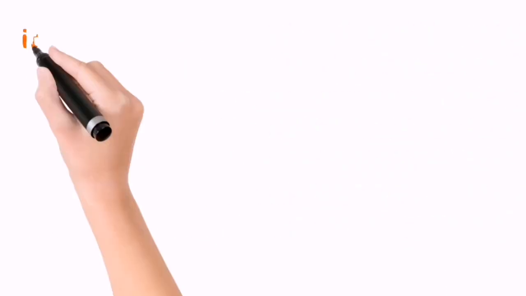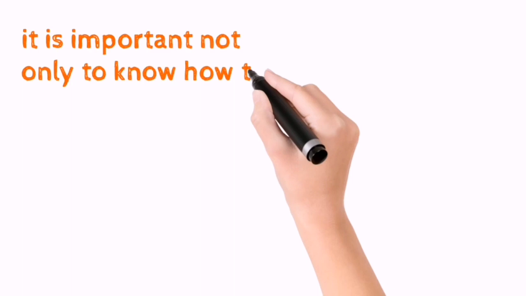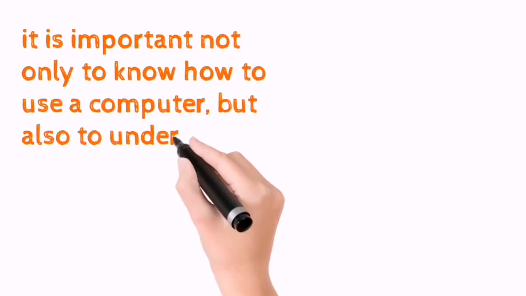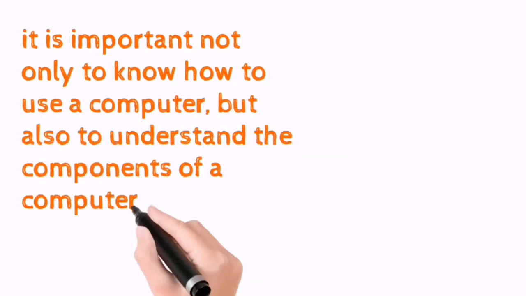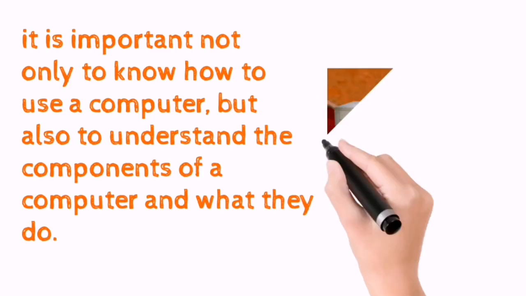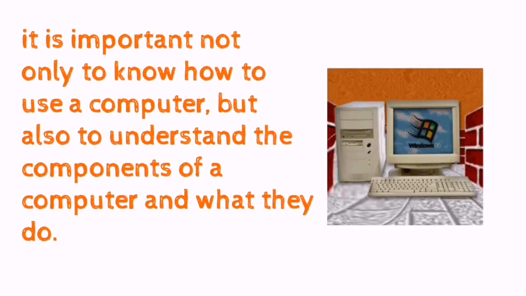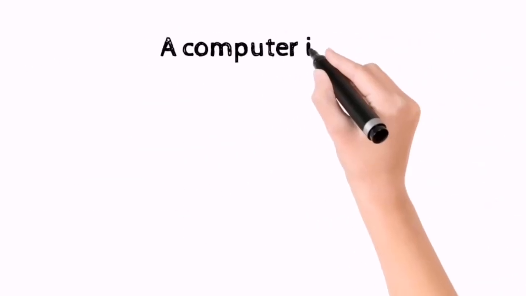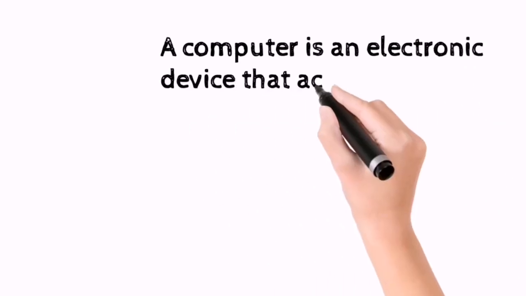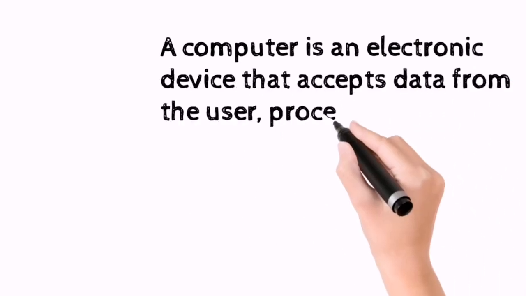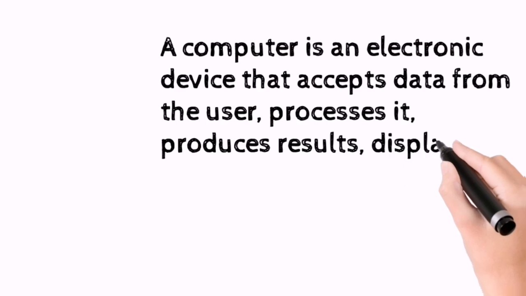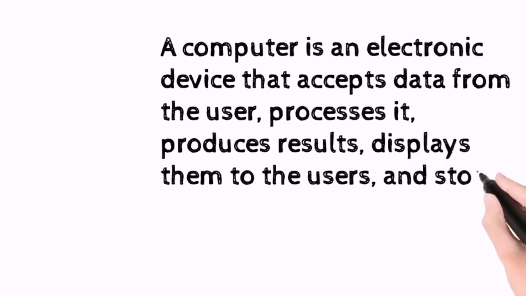It is important not only to know how to use a computer, but also to understand the components of a computer and what they do. A computer is an electronic device that accepts data from the user, processes it, produces results, displays them to the users, and stores the results for future usage.